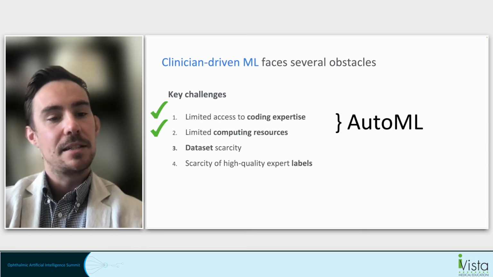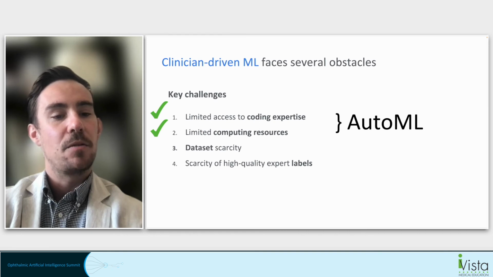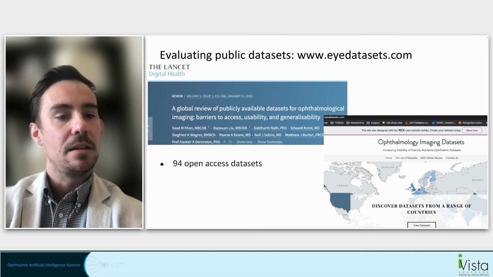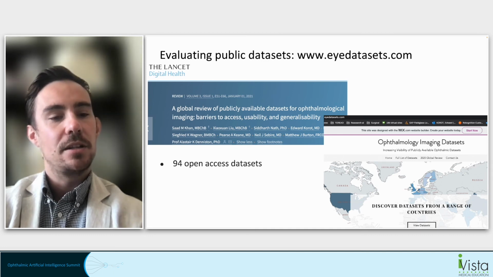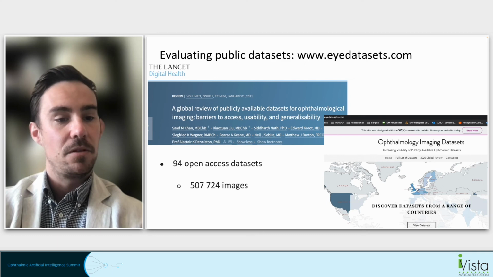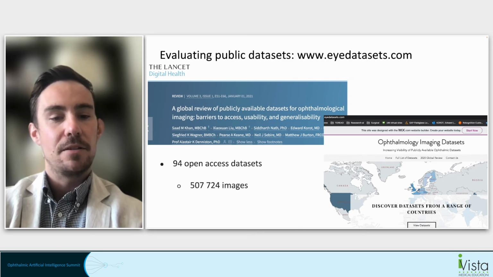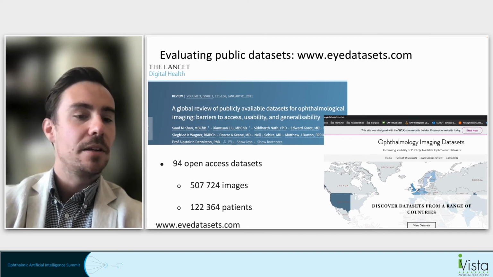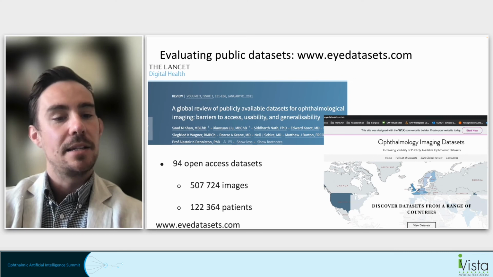And how about data set scarcity and the lack of high quality labels? So our group then performed extensive evaluation of publicly available ophthalmic data sets. And we published this in the Lancet Digital Health. And there's actually 94 open access data sets available with over 500,000 images from over 100,000 patients. And we put all of these in a compendium that can be easily accessed on idatasets.com for anyone to use.